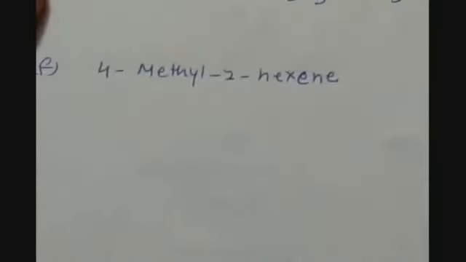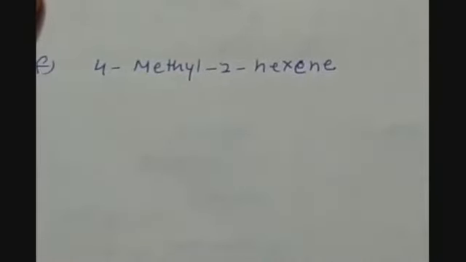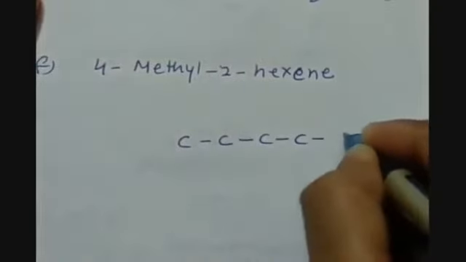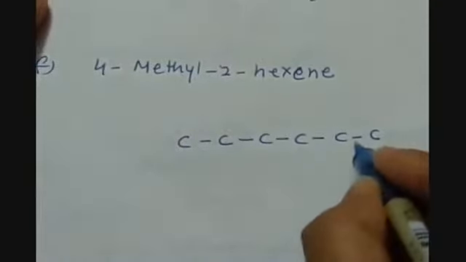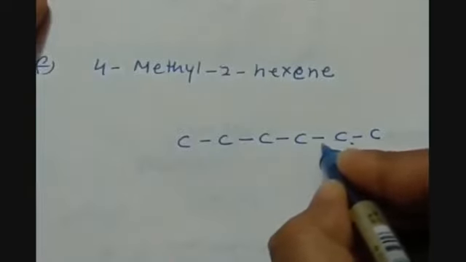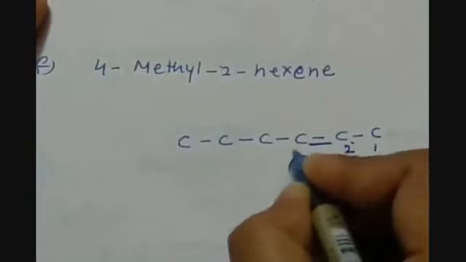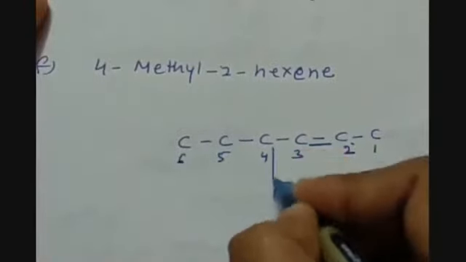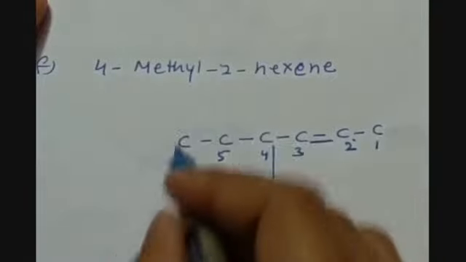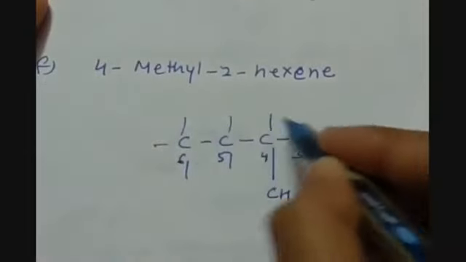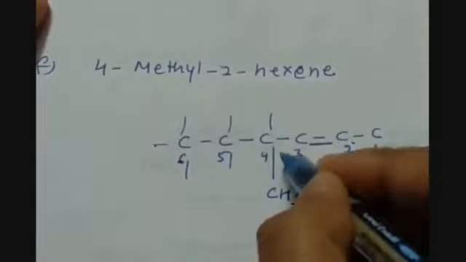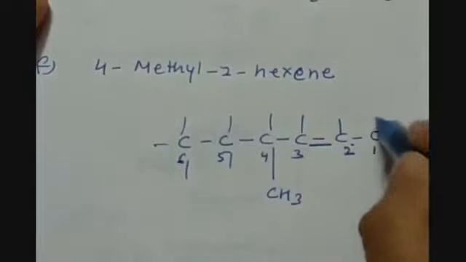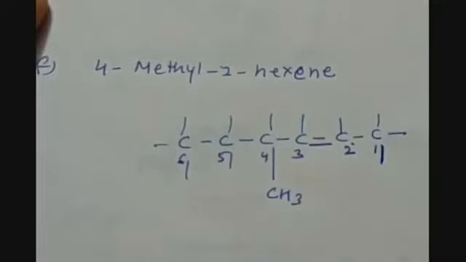Then at the last we have 4-methyl-2-hexene. So we will be having 6 carbon atoms. At second position we have the double bond, so this is our second carbon, and at fourth we have a methyl group. So the rest of the valencies will be fulfilled by hydrogen. So that is it.